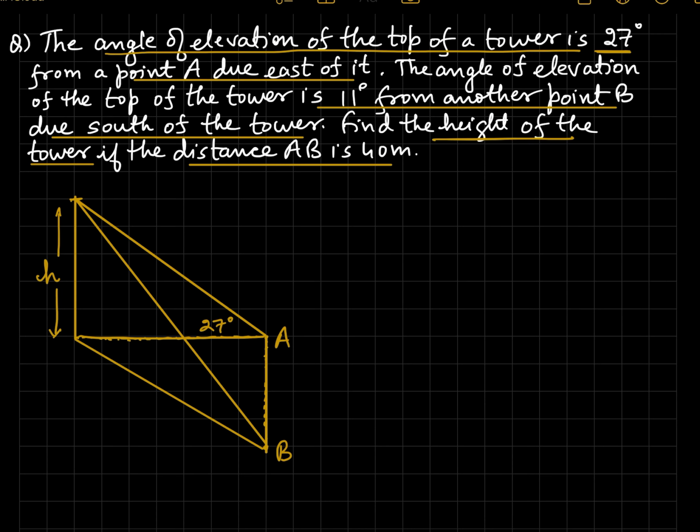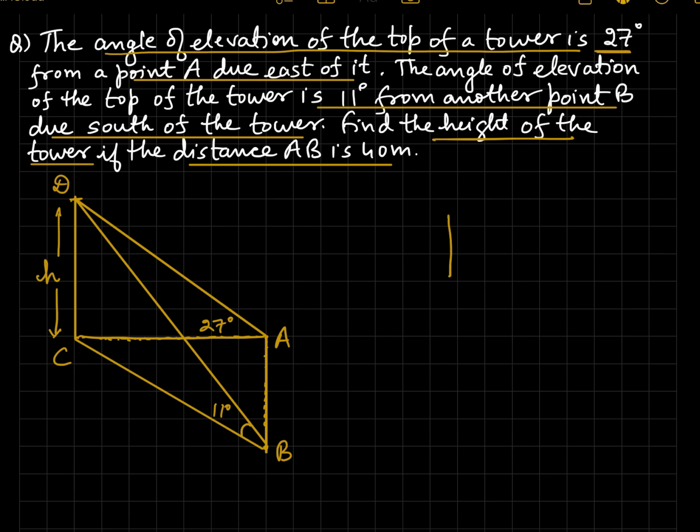So this is A, B, let me write here something as C, here D, right? So the angle of elevation, imagine this angle is 11 degrees. This ABC is actually a plane, which is pointing towards us. So that way you imagine the angle DCB is actually 90 degrees.